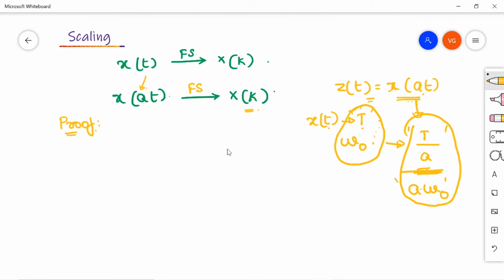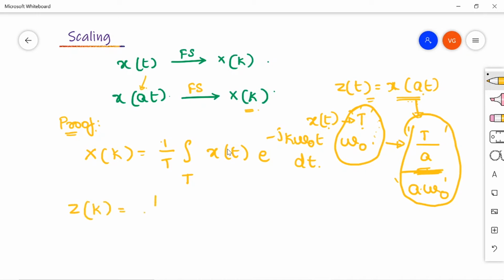Now let us write down the definition, right? So X of k means I am writing the Fourier series of x of t. X of k is equal to 1 by T integral over T x of t e power minus jk omega naught t dt, right? Now let us write for z of k, which is equal to 1 by the fundamental time period. For x of k I wrote here, now I have to write the fundamental time period of z of t.